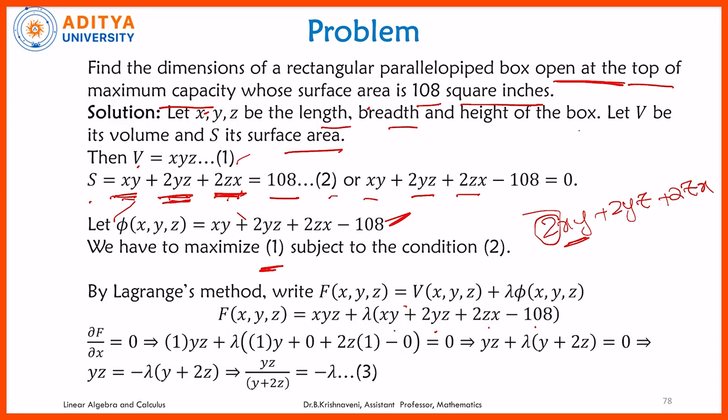Next find dou f by dou x and dou f by dou y. Dou f by dou x, with respect to x, keeping y constant and z constant, equate to 0. That becomes yz plus lambda into (y plus 2z) is equal to 0, since the derivative of the constant terms is 0. Simplify, and you get minus lambda is equal to yz by (y plus 2z). Let it be equation number 3.